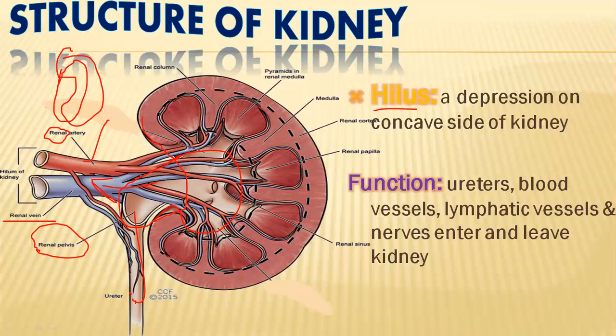So what is the function of the hilus? We have discussed that ureters, blood vessels, lymphatic vessels, and nerves enter or leave the kidneys from here. Along with the circulatory system, we also have a lymphatic system, and that carries the drainage of our body. We will discuss it in detail in the next classes, but right now in your book this is just a brief concept. You must know that it is also the drainage system of our body.